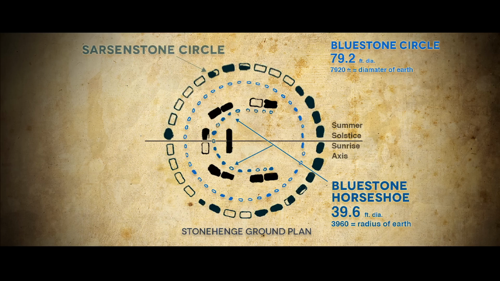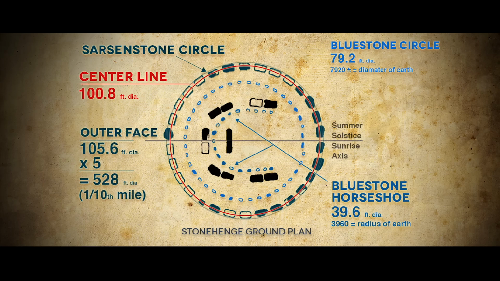We look at the sarsen stone circle, which is the outer one, and we discover that it's 100.8 feet drawn on the center line. The outer face is 105.6. Now if you multiply that times 5, I mentioned earlier, 105.6 times 5 gives us 1/10 of a mile. So that suggests that the mile was a unit of measurement being used.